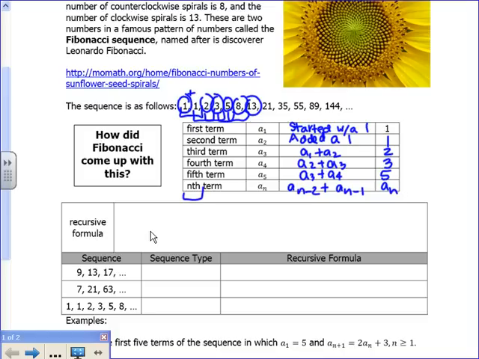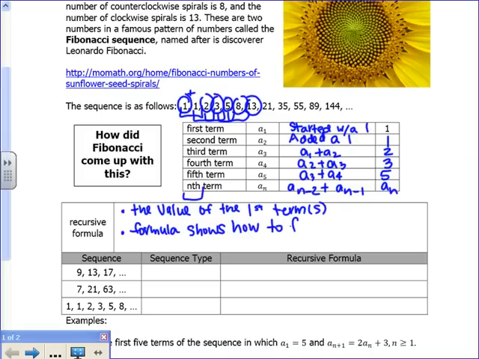So, a recursive formula. This again is an example of a recursive formula. It involves a couple things: the value of the first terms, and a formula, which is what we just wrote out here. This is a recursive formula. It's a formula that shows how to find each term from the terms before it.